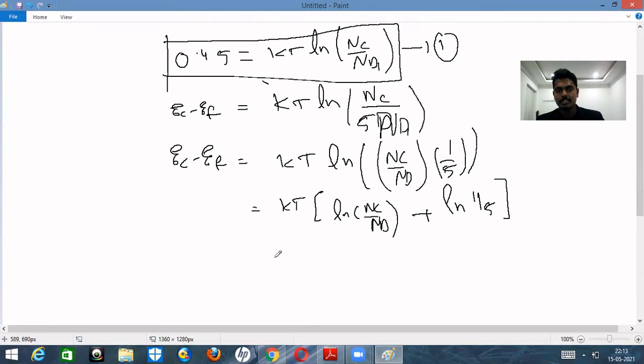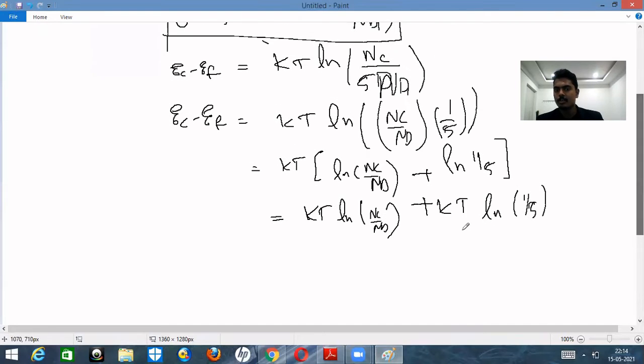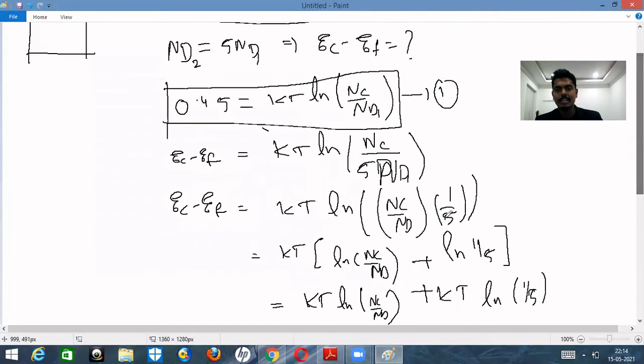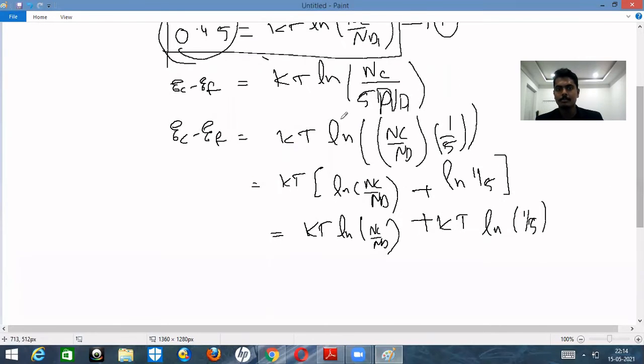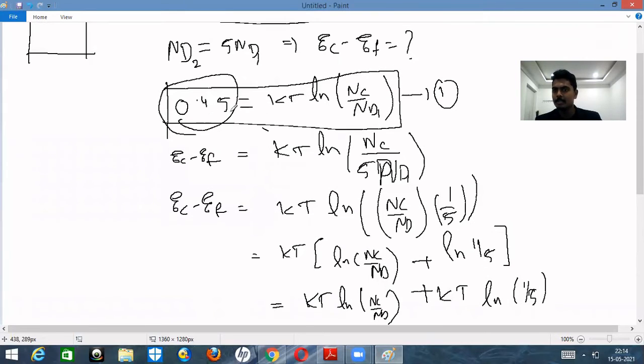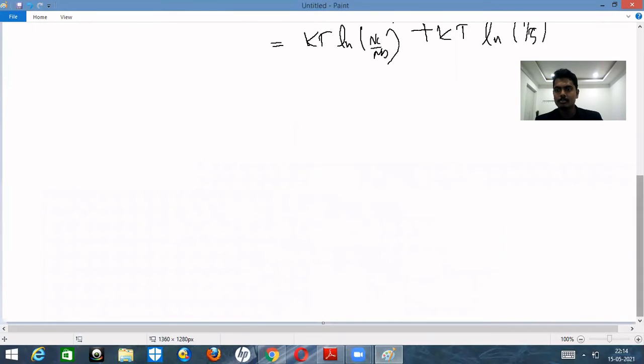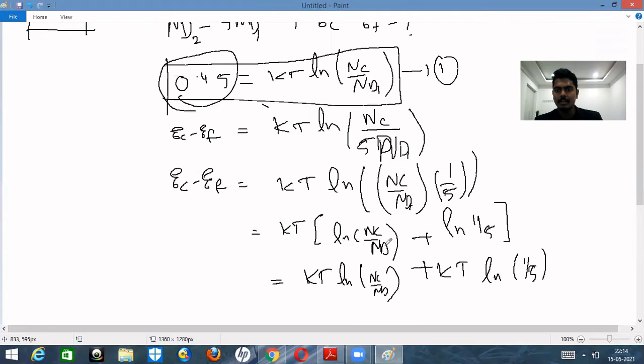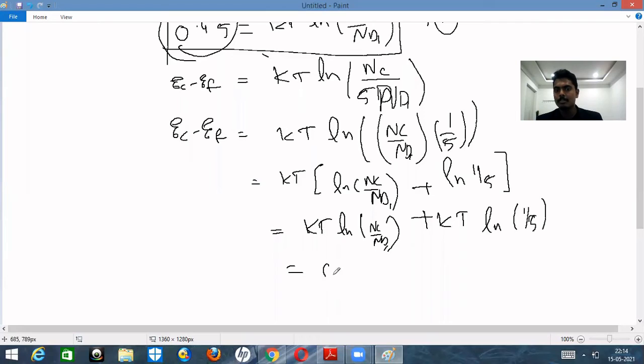So that implies KT into ln of NC upon ND plus KT into ln of 1 upon 5. We already know that KT into ln of NC by ND1 is nothing but 0.45, which has been given. So KT into ln of NC by ND1 is how much? 0.45.